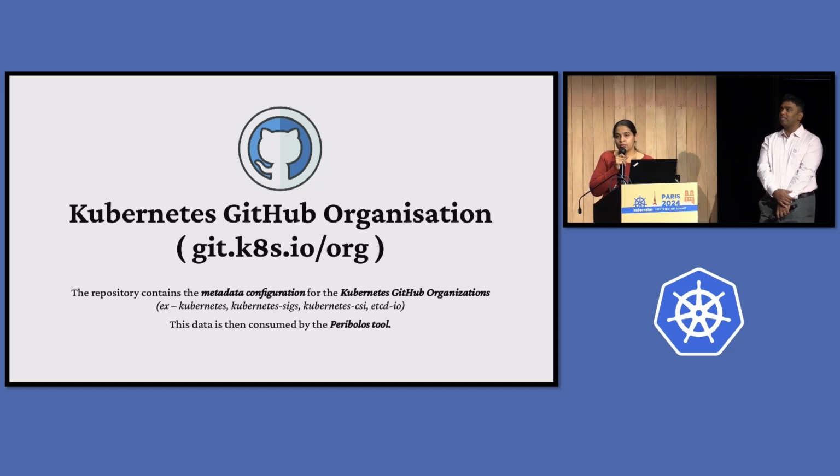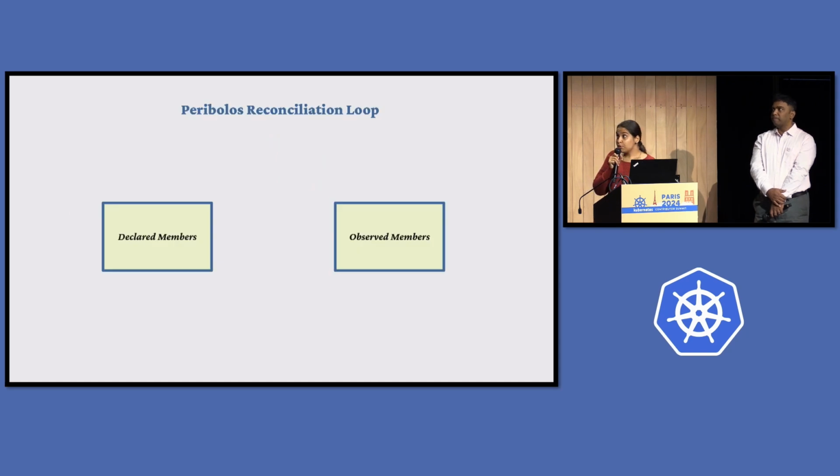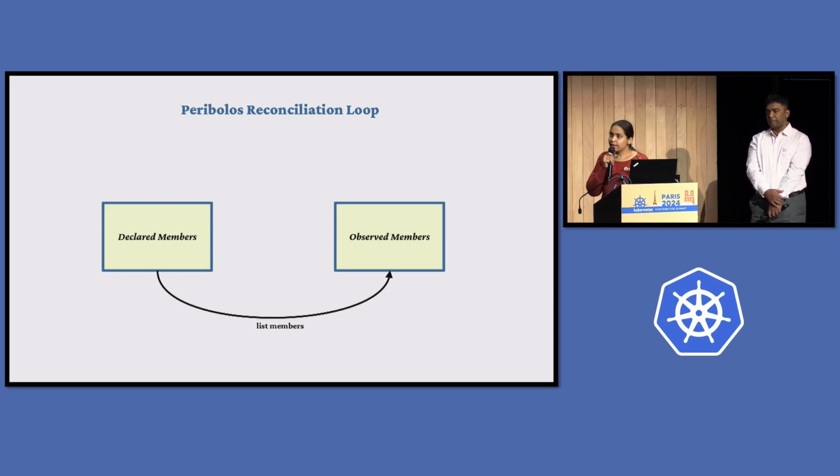And that data that sits inside this repo is then consumed by Peribolos. What Peribolos does is a reconciliation loop, just like Kubernetes. It looks at all the data that we have declared in our YAML, and tries to observe whether it matches the actual state of the GitHub organization. So if I have declared a list of members in my YAML, Peribolos will try to get a list of all the members from the GitHub organization.